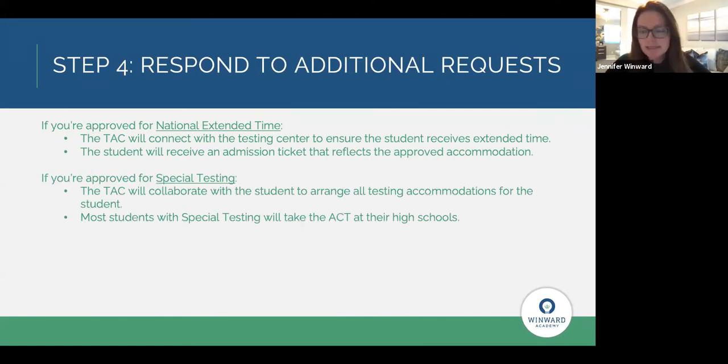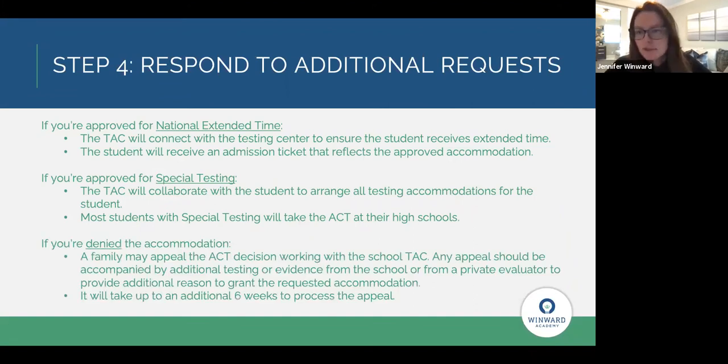What about special testing? Remember, the special testing categories were more the opportunities for double time or triple time or taking the test over multiple days. You don't do that at a random high school on a Saturday or Sunday, right? That is something that is coordinated directly with your school. So that person from your school, that accommodations coordinator, is going to be the one to work directly with you and your son or daughter to arrange all of the testing accommodations. You'll pick the days, you'll pick the times when each section of the exam is taken.